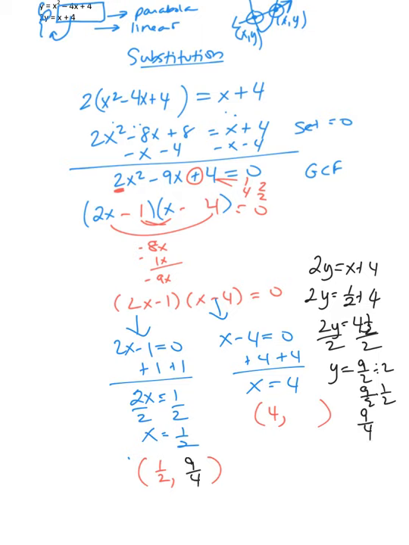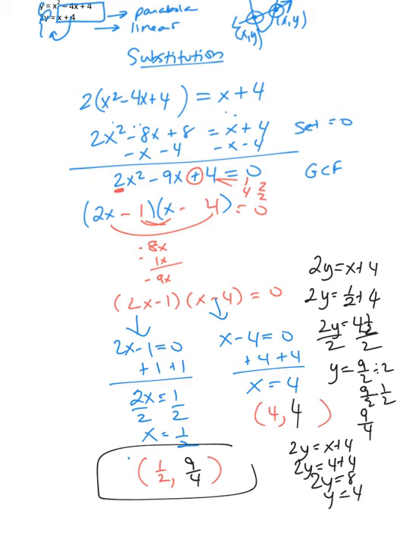Okay? And then if you plug a 4 into 2y equals x plus 4, 2y equals 4 plus 4, 2y equals 8, divided by 2, y equals 4. And that's your second point of intersection. So you have 2 points of intersection for the parabola and the line. And if you had graphed it, you would have come up with exactly the same 2 results.